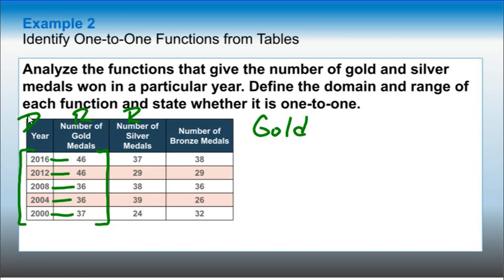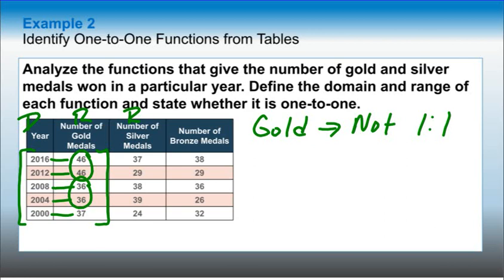But now if you go the other direction, the number of gold medals to the year, you'll see that 46 is mentioned twice. So 46 can't be in 2016 and 2012. And the same thing with 36, it can't be matched up with 2004 and 2008. So for gold, this is not one-to-one.